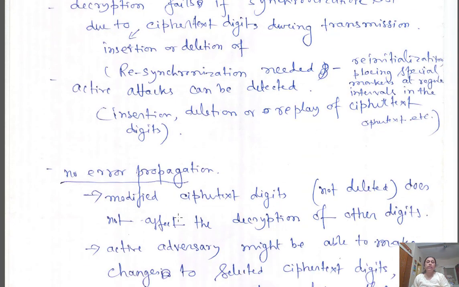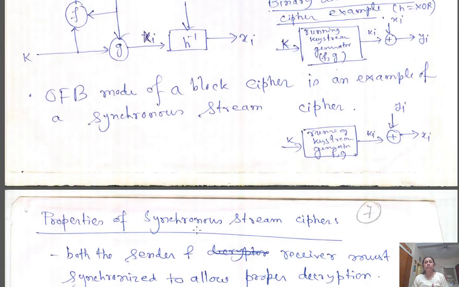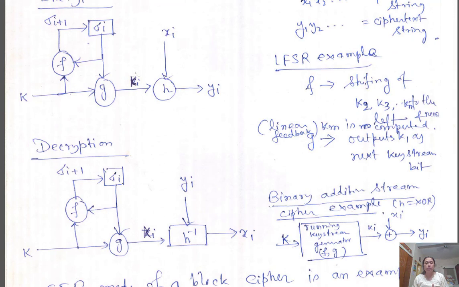Another point is there is no error propagation. You can see that when we generate the yi's, they depend only on the ki's, that is, on xi and ki, but these keys are ciphertext independent or plaintext independent. The key stream depends only on the initial key. It does not depend on xi or yi.